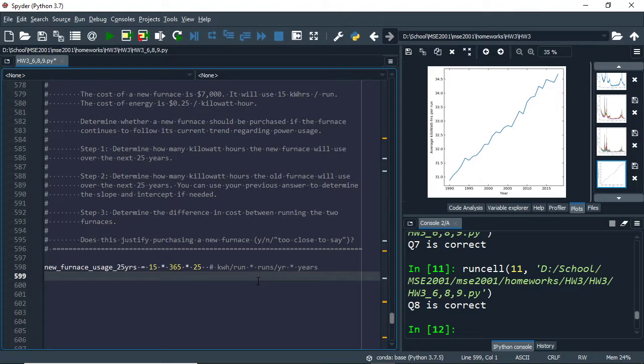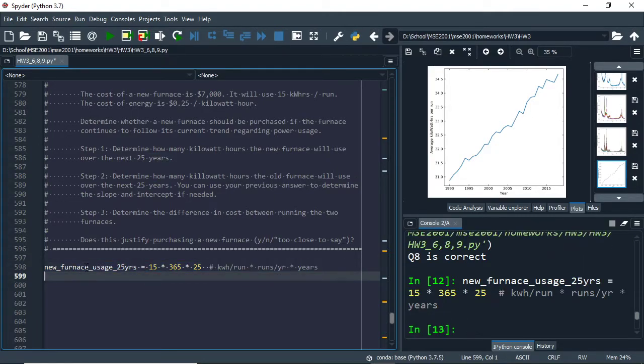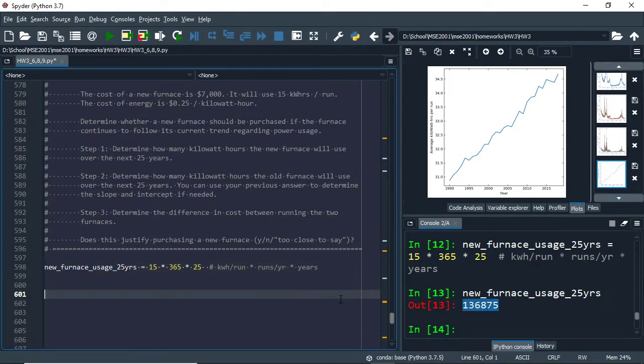And then we're going to say, okay, so what is that value first? What's our benchmark? What are we working against? This new furnace is going to be about 1,300 kilowatt hours. Nice. So that's step 1.